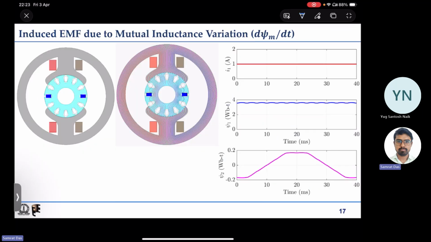Probably I'll quickly go through the fourth case also, and we'll have a brief recapitulation of the whole thing. So there can be another case. So we can have two coils.